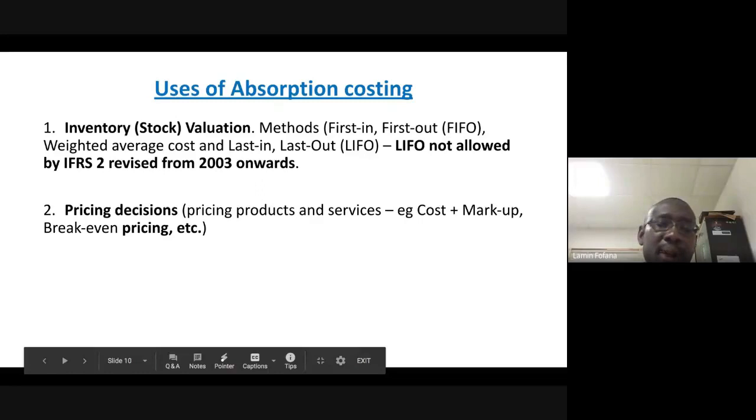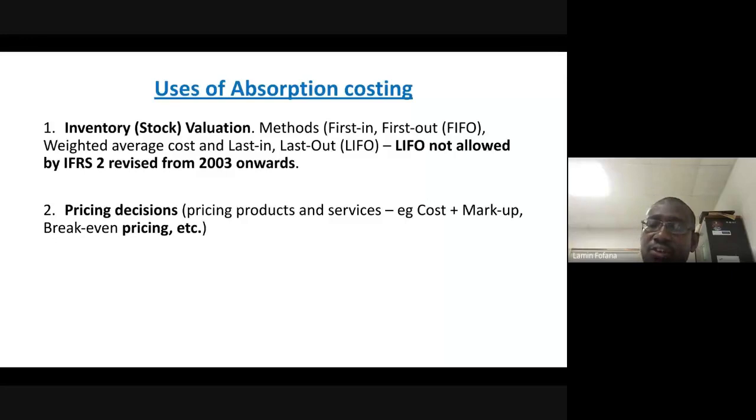So in pricing decisions, you need your full cost. And we all agreed your full cost will include your prime cost, which is your direct material, direct labor, and direct expenses. And of course, your full cost will include your overheads. Can you give me some of the overheads that this mint company might incur? Overheads?